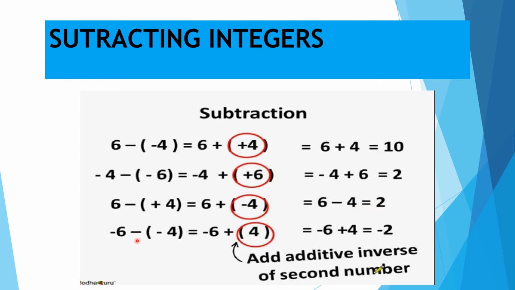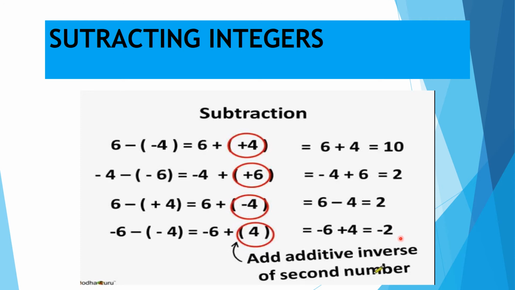Minus 6 minus minus 4. Again minus 6 and change this sign, so it becomes plus. So minus 4 will become plus 4. No sign means it is plus. So minus 6 plus 4. One is negative and one is positive. Again you will subtract. So 6 minus 4 is 2 and you will put the sign of the larger number. Here the larger number is 6 and it is having negative sign. So you will put minus sign here. So minus 2 is the answer.